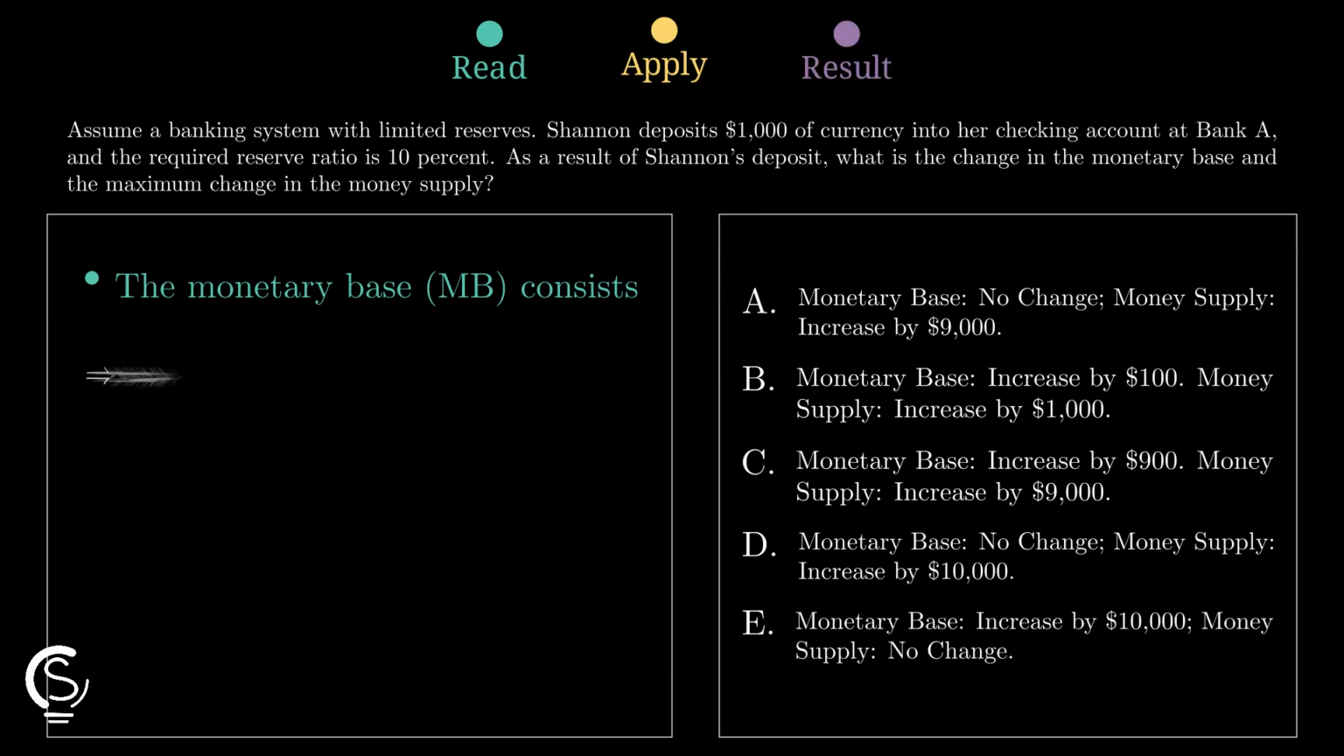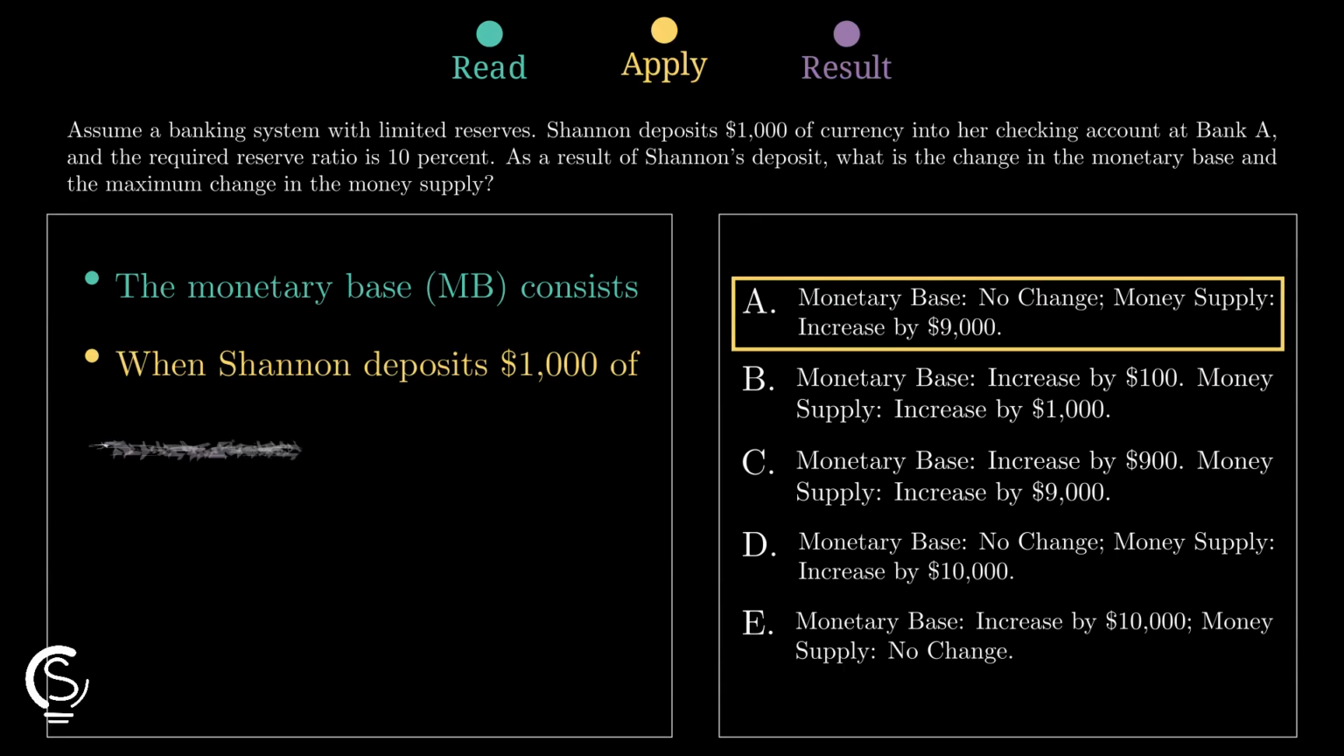Using the money multiplier of 10, that $900 of excess reserves creates a $9,000 increase. This makes option A the winner.